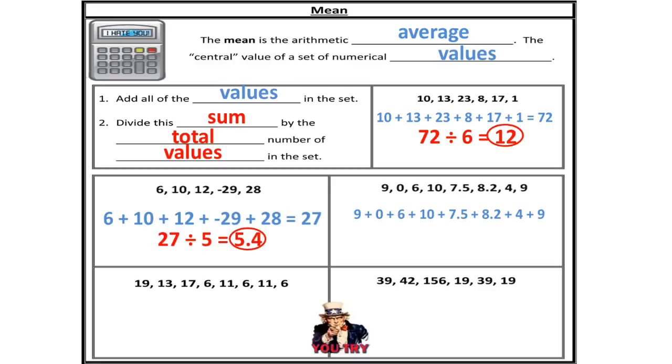So even though that 0 is not going to affect the sum, I could have 9 plus 0 plus 6 or just 9 plus 6 and get the same exact sum. It doesn't affect the overall sum, however, it counts as a value. There are still 8 values up there: 9, 0, 6, 10, 7.5, 8.2, 4, and 9. A very common mistake is to leave out that 0 as one of the terms and to divide by 7 instead of 8 in this case.